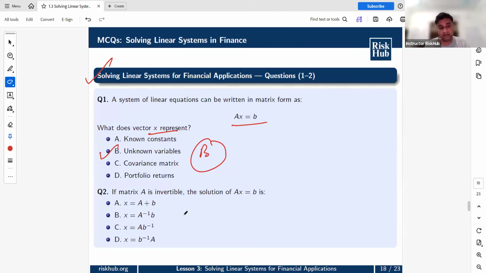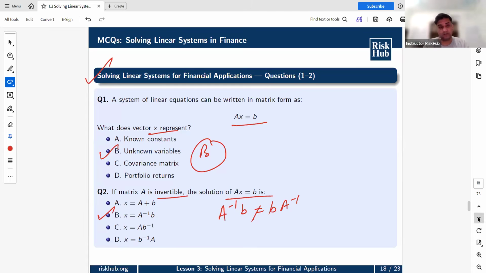Question number 2, if matrix A is invertible, the solution of Ax equals B is what, right? The solution is x equals A inverse B, right? Which is this, right? So again, matrix multiplication order matters. Please understand A inverse B is not equal to B A inverse. Matrices are not commutative. Very important. Understand?